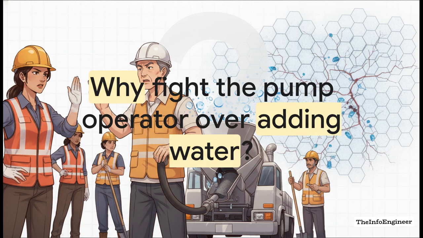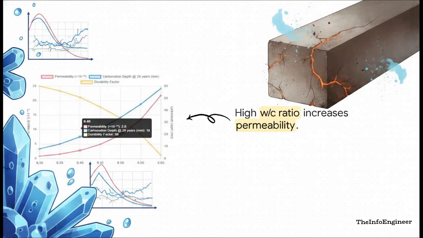Why? Because of what that water literally does to the internal structure of the concrete. The science behind your refusal comes down to this right here. When you exceed the optimal water-cement ratio, which is usually between 0.35 and 0.45, that excess water doesn't just magically disappear. Once the cement hydration process finishes up, that extra water evaporates and it leaves behind this nasty network of interconnected capillary voids. This drastically increases the concrete's permeability and carbonation depth over time.